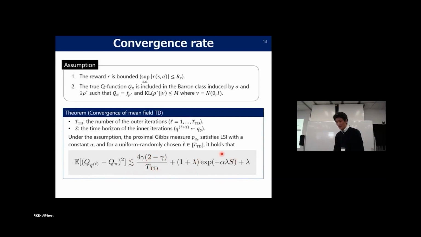The second term is the inexact solution of the inner iterations, which is given by exponential of minus some constant lambda S, where alpha depends on the regularization parameter lambda. But anyway, we have an exponential convergence in the inner loop. So if the regularization parameter lambda is sufficiently small and the number of iterations is sufficiently large, you have a good approximation of the Q function.